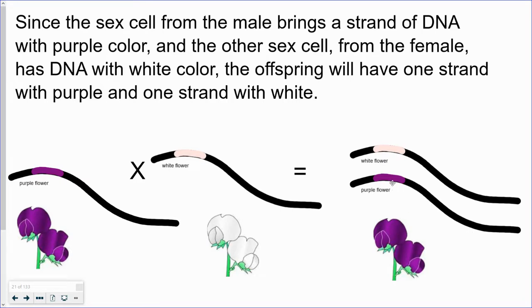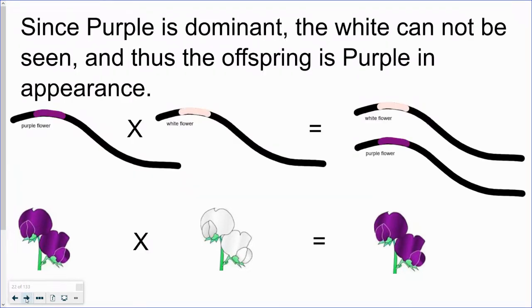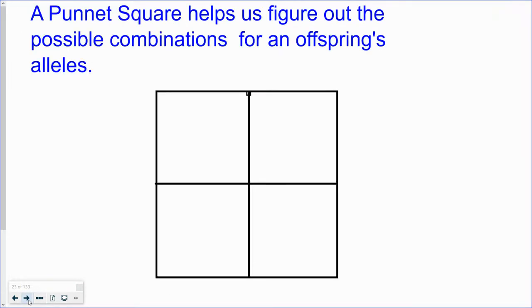The purple was a dominant trait. It masked, it covered the white allele, and that's why we got pure purple flowers. A Punnett square can help us figure out why this happened.